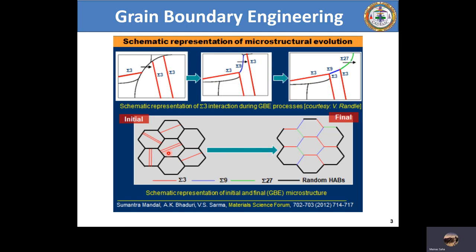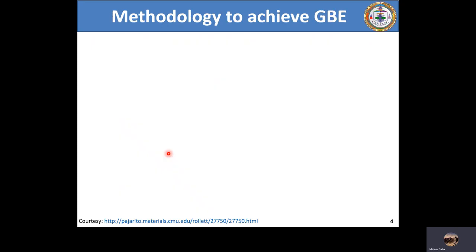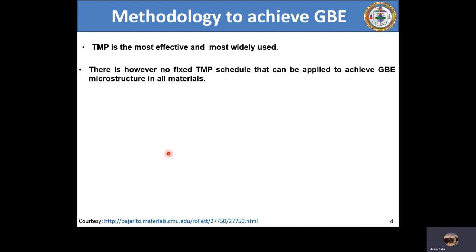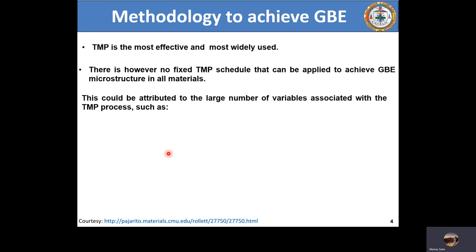With this, let us briefly discuss the methodology to achieve grain boundary engineered microstructures. TMP, the thermomechanical process, is the most effective and the most widely used. However, there is no fixed TMP schedule that can be applied to achieve GB engineered microstructures in all materials. This could be attributed to the large number of variables associated with the TMP process, such as material properties. Of course, the first thing that matters is particularly the stacking fault energy, because of what I already described.